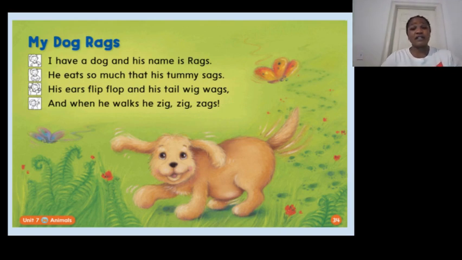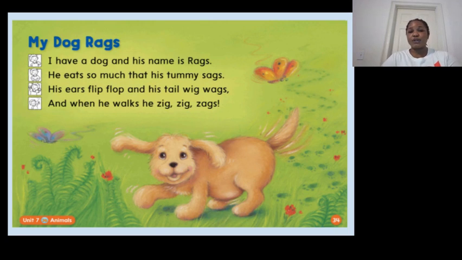So let's move on to our next part of the lesson. This part of the lesson, we are going to blend word parts. Now, before we used to take two words and put them together. This time, we're going to break up a word by the first sound and the rest of the word. You'll see what I mean.